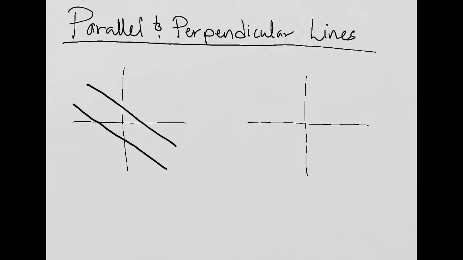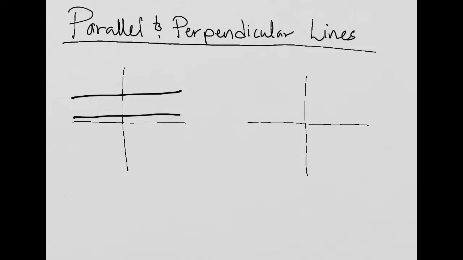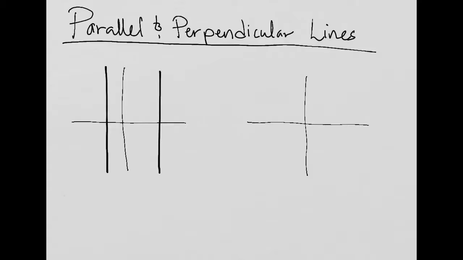So parallel lines could go any direction. They can be horizontal, but that just means the other one has to be horizontal as well. Or they can be vertical. That just means the other one has to be vertical as well. That way they maintain that equal space between them. So parallel lines have the same slope. So that's what we have to remember there.